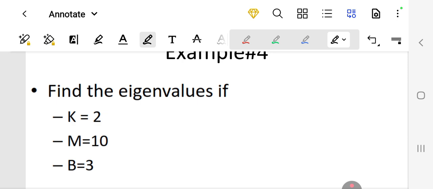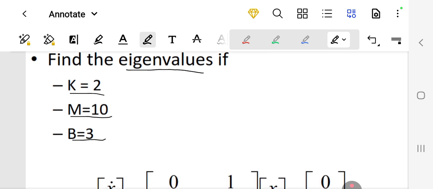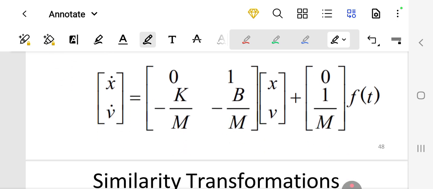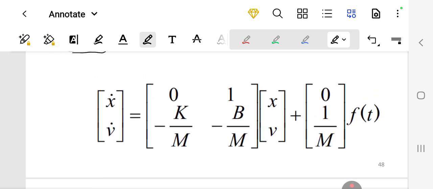An example to illustrate eigenvalue calculations. Find the eigenvalues if k equals 2, m equals 10, and b equals 3 for the mechanical system we have obtained before. x dot, v dot equals the matrix 0, 1, negative k over m, negative b over m times x and v, plus 0, 1 over m times f of t, which is the input force.